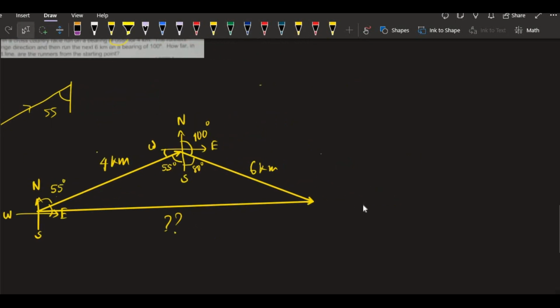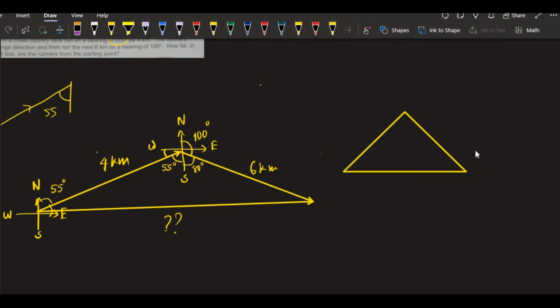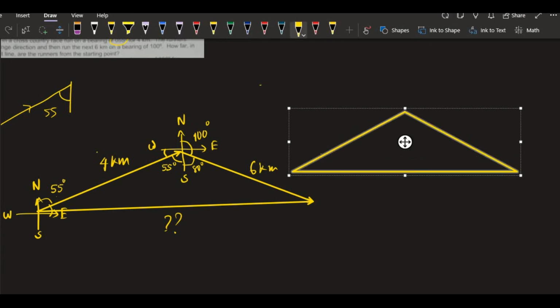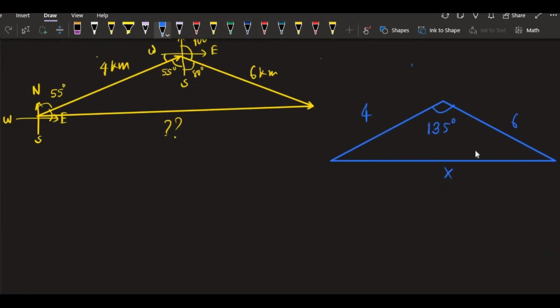If I now draw a simplified triangle, it should look something like this. This is 4 kilometers, this is 6 kilometers, this is supposed to be 55 plus 80 is 135, and I need to find the value of x here. Similarly, according to the cosine rule, x square is equal to 4 square plus 6 square minus 2 times 4 times 6 cos 135.